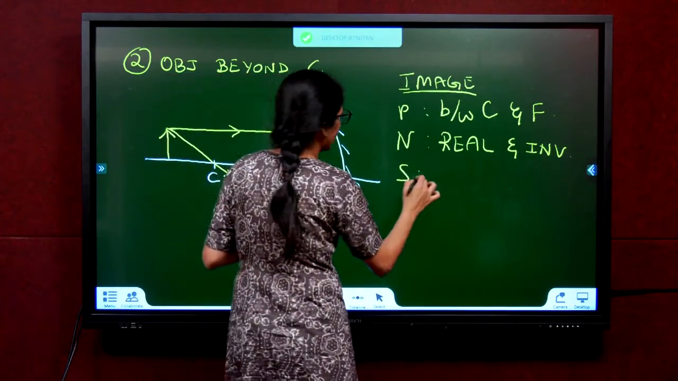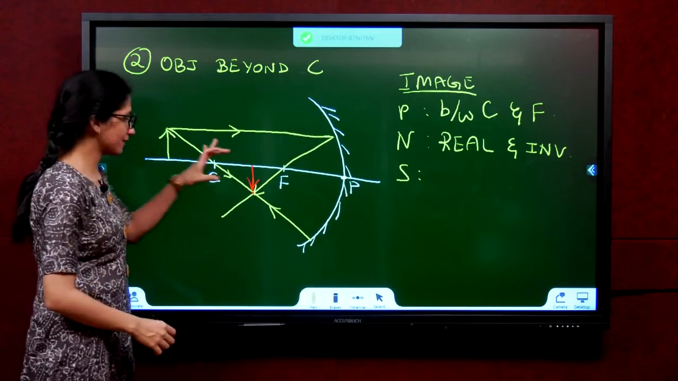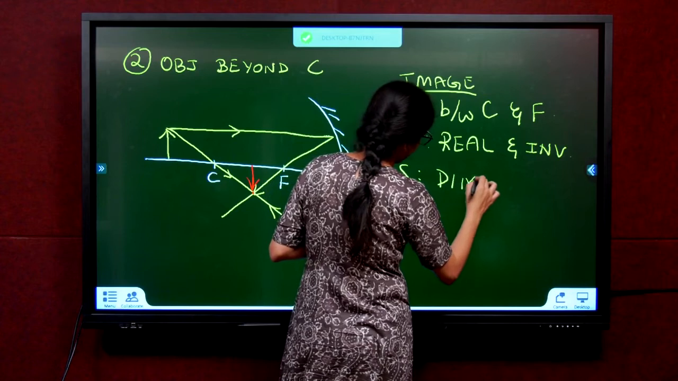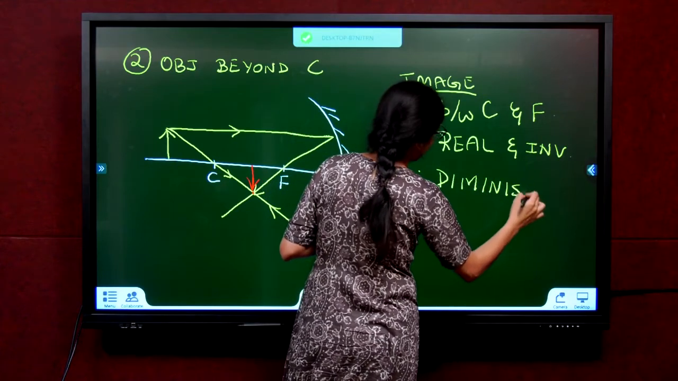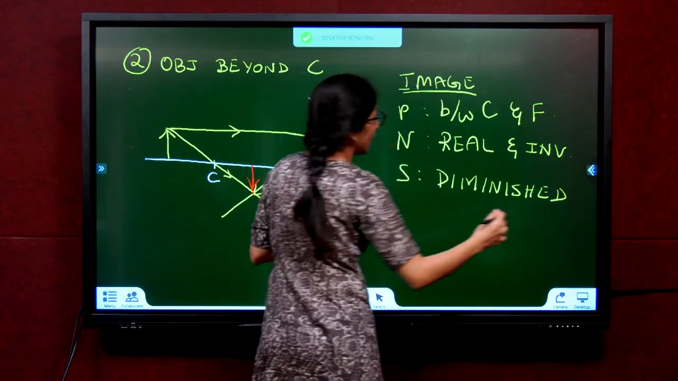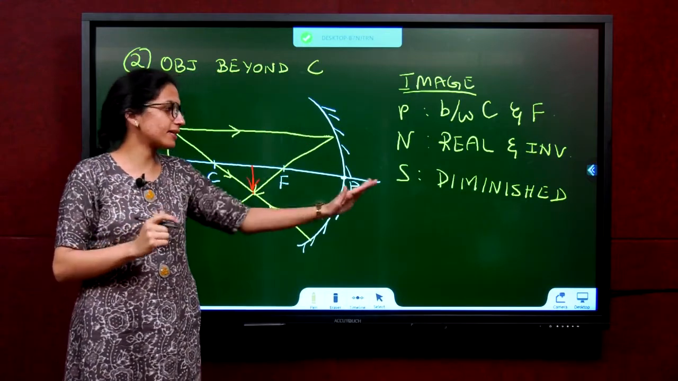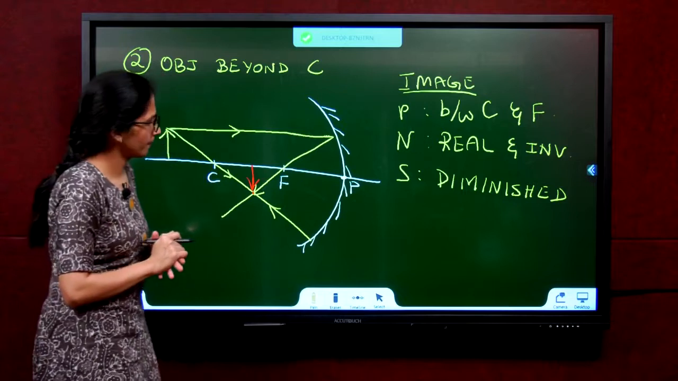Size. What is the size of the image? It became smaller. So it is diminished. Do not say highly diminished. Highly diminished means in comparison to the object, it became very, very small. That was in the previous case. Here it is just diminished.